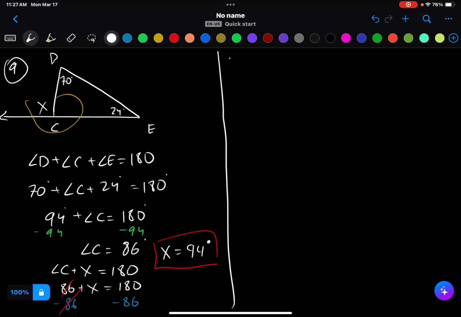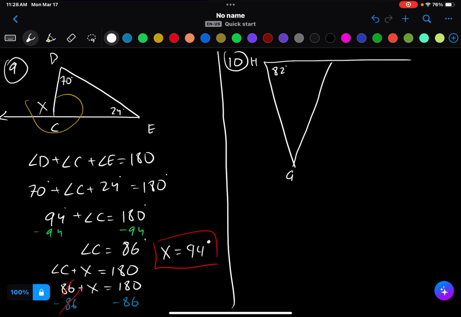That's number 9. Let's do number 10. So number 10, you have something like this. Well, this is 82, angle H. Angle G right over here is 42. Again, this is the same type of problem. They're missing the exterior angle and they're not giving us what F is. That's fine. We can find angle F using the other two angles of the interior triangle.